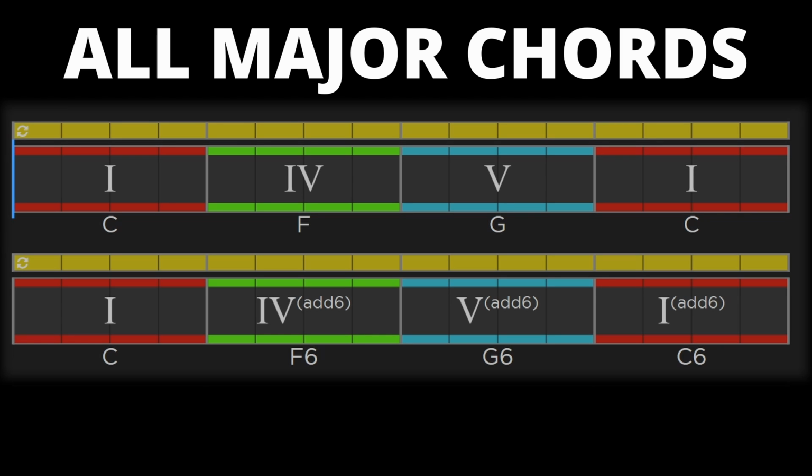Let's start with a simple progression using all major chords. Please note that all of our examples will be in the key of C major. Listen to how the progression changes when we swap in the major sixth chords.